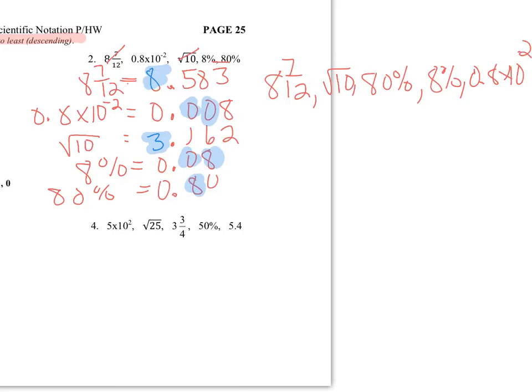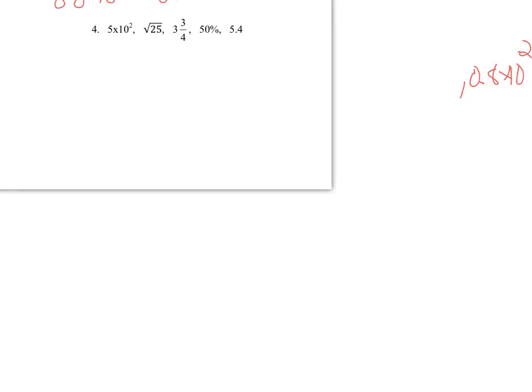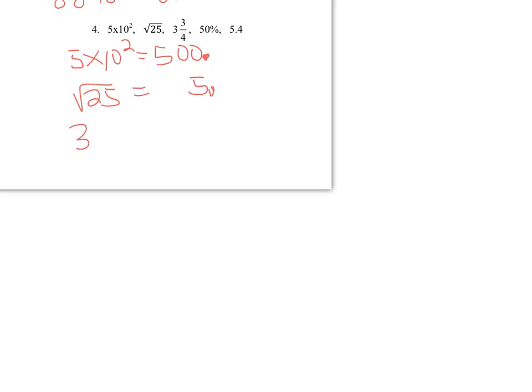Now for number 4, once again I'm stacking my decimals. So 5 times 10 to the second is equivalent to 500. I'll put my decimal after my last 0. The square root of 25 is equivalent to 5. 3 3/4 is equivalent to 3 and 75 hundredths. 50% is equivalent to 0 and 5 tenths. And 5 4/10 is already a decimal.